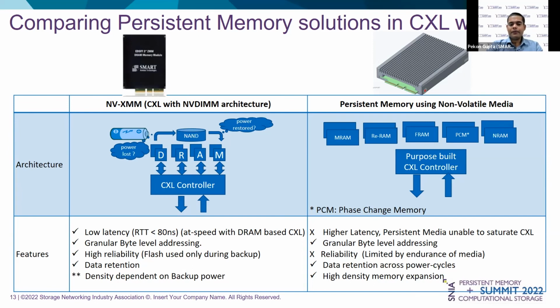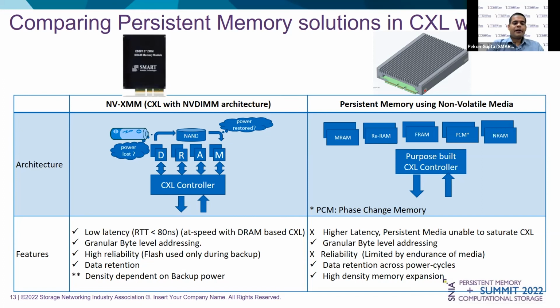The key difference: both these architectures support byte-level addressing. They do preserve the data across the power cycles. The key difference is in terms of latency. In the left-hand side NV-XMM architecture, since the traffic is running at DRAM speeds, the latency is lowest. We tend to achieve less than 100 nanoseconds, and it's possible to achieve less than 80 nanoseconds of round-trip latency on an NV-XMM kind of architecture.